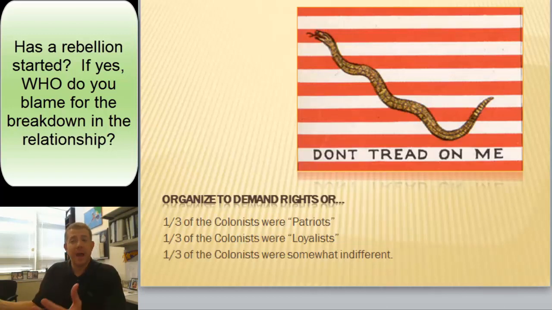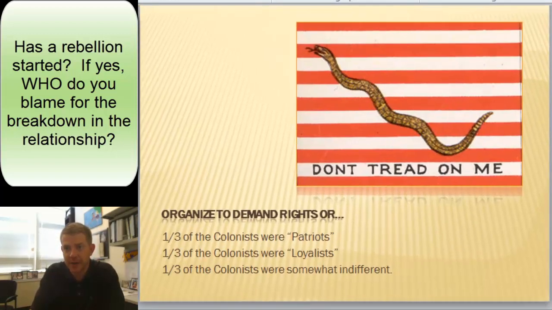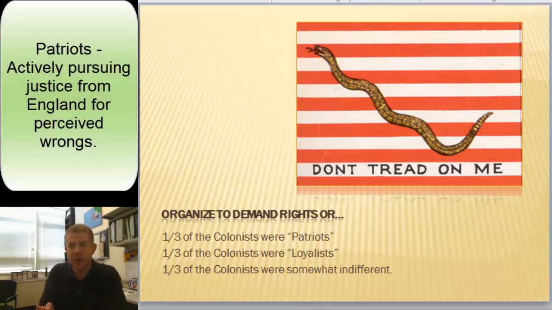Well, once the colonists start to see this, this is escalating the damage in the relationship. And the colonists start to divide into groups. And those groups, and this is roughly accurate, if you take the colonial population, about 1/3 of them we would define as patriots. So people who are against England's moves. Doesn't necessarily mean they want their own country.